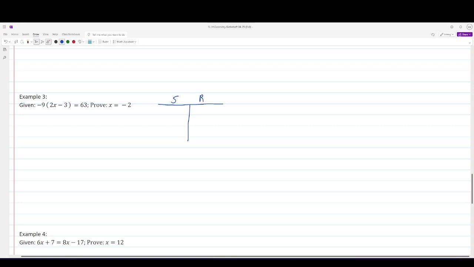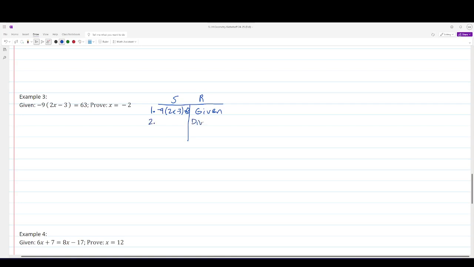Statements, reasons. So this one, our given information is -9, parentheses, 2x minus 3, equals 63. This is given. The first thing that we would do here, there's two options. So this is where algebra can sometimes lead us down different directions. I could and should divide both sides by -9. That would get rid of the -9 and give me equal to -7. Actually, let's just write this proof both ways.